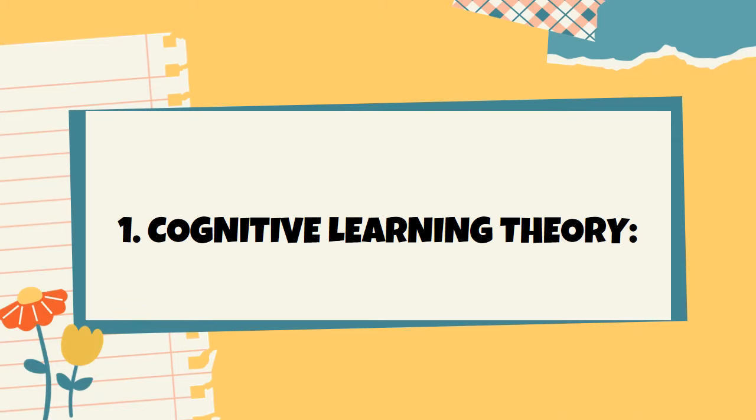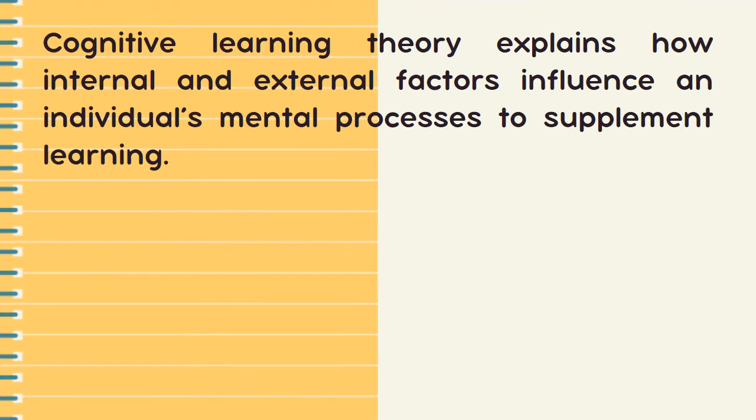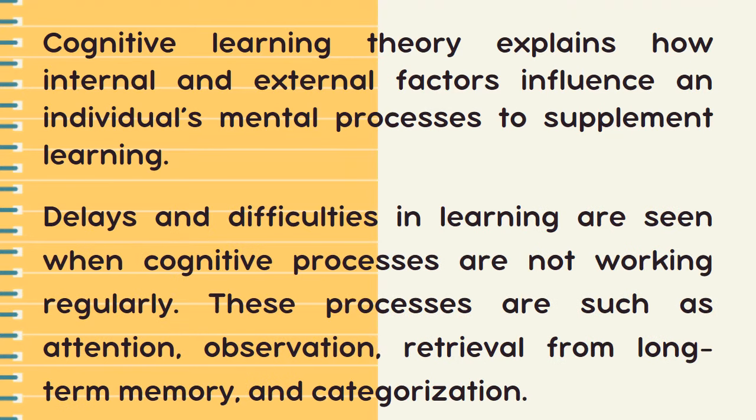First, we have cognitive learning theory. Cognitive learning theory explains how internal and external factors influence an individual's mental processes to supplement learning. Delays and difficulties in learning are seen when cognitive processes are not working regularly. These processes are such as attention, observation, retrieval from long-term memory, and categorization.